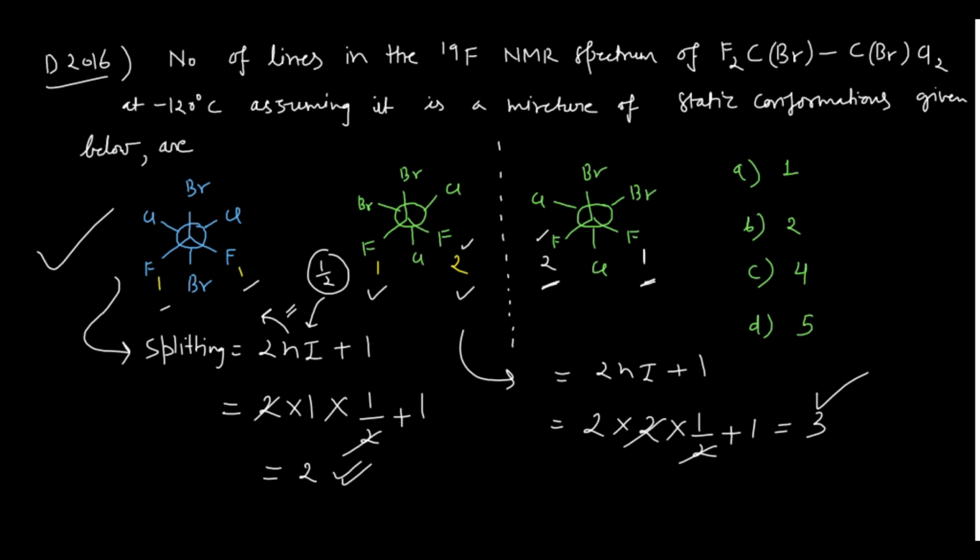And question itself says that they have recorded the NMR spectrum for this mixture actually. So how many lines would you expect? If you have the mixture, then you will have total number of lines 2 plus 3 equals to 5. So 5 lines we can expect for this one, right? So option D is looking correct. So this is the correct answer for this one.